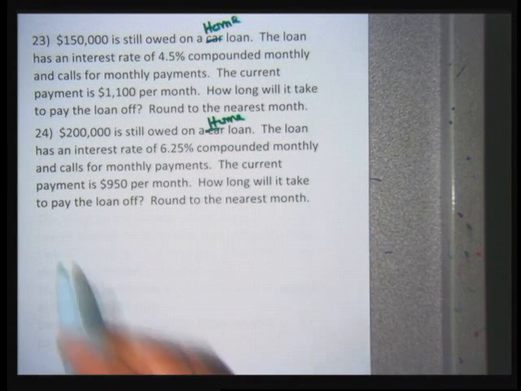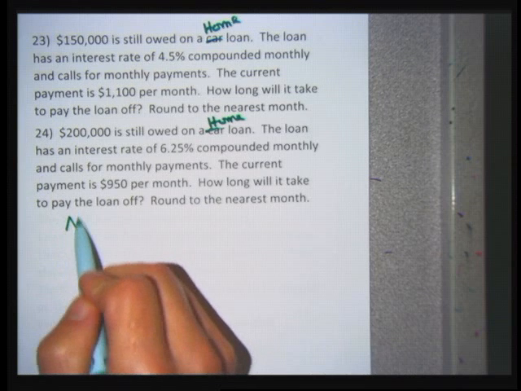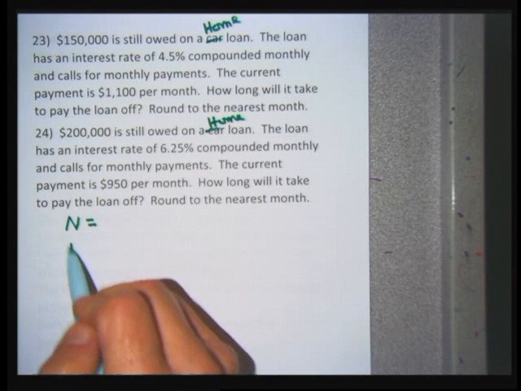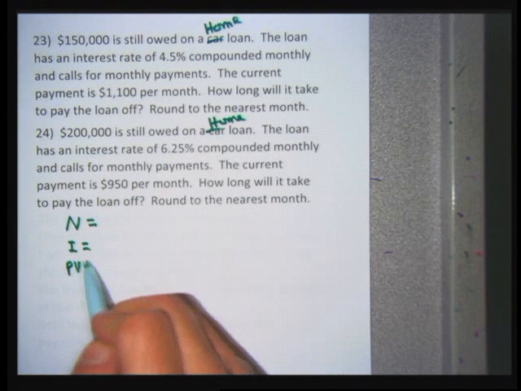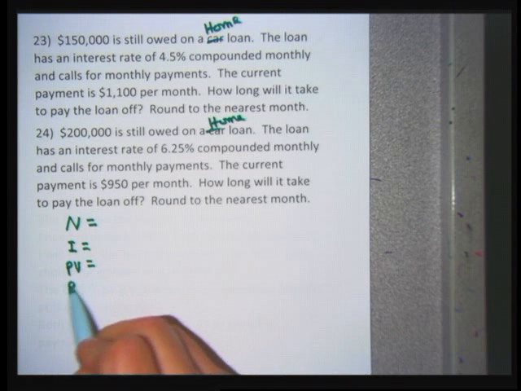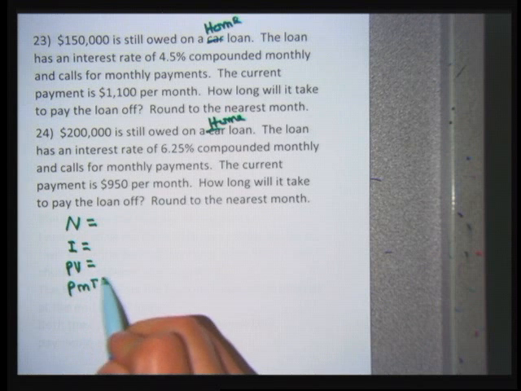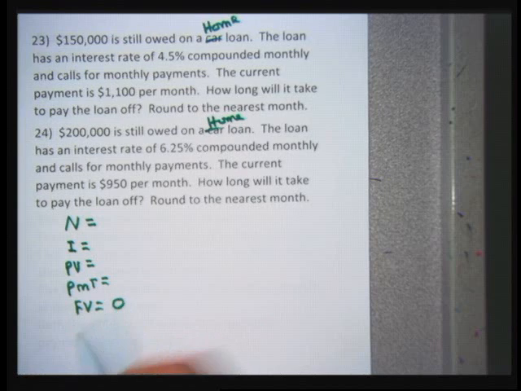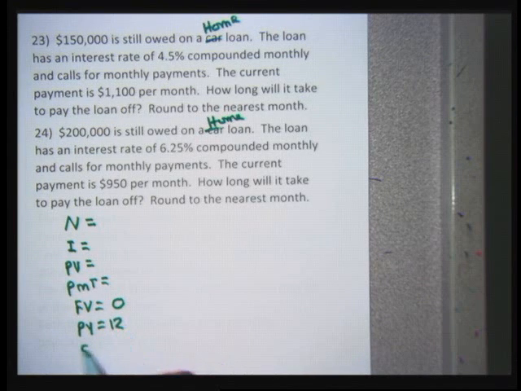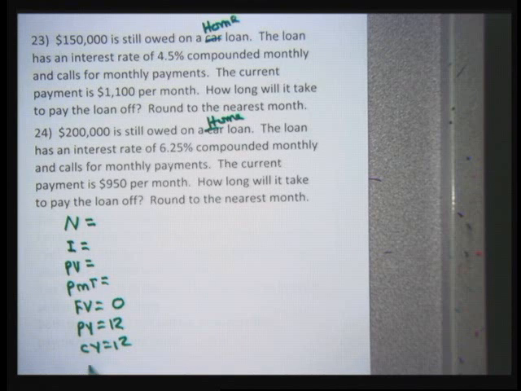So on problem 24, the N is what I'm going to solve for. The I is the interest rate. The PV is the amount that I owe. It goes in positive. The PMT is the amount that I'm paying. It goes in negative. And for all our loan problems, the future values were 0. The PYs were 12. The CYs were 12. And I left my calculator on end.